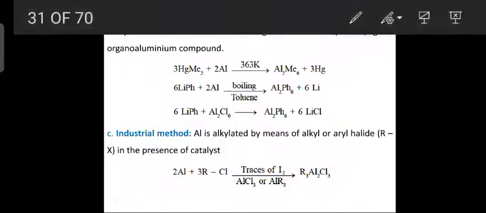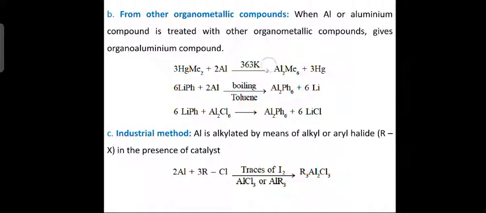Okay, next slide. Now second method, from other organometallic compounds. When aluminum or an aluminum compound is treated with another organometallic compound, it gives an organoaluminium compound. Which are the other organometallic compounds? Here dimethyl mercury, and here phenyl lithium, where Ph is the phenyl group.